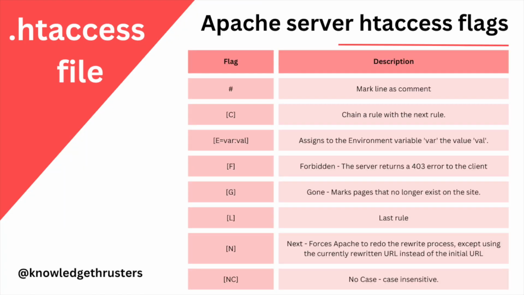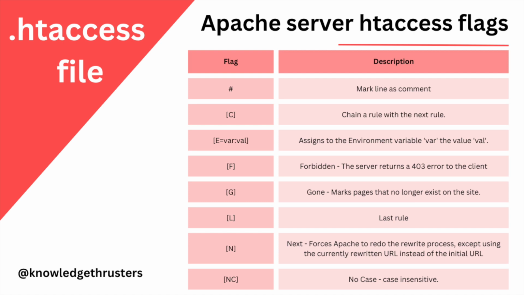So these are all Apache server .htaccess flags. First is hash, which you can use to mark any comment in your .htaccess file. Then there is C. C is for chaining a rule with the next rule. The next is E, that is for environment variable. So you can define a variable like key and then its value.